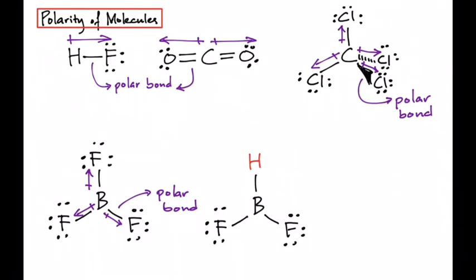Okay, what would be the polarity of this molecule? Well, now we know that this bond here between boron and hydrogen will be less polar compared to the bond between boron and fluorine, just because the difference in electronegativity between hydrogen and boron is lower than the difference in electronegativity between boron and fluorine.